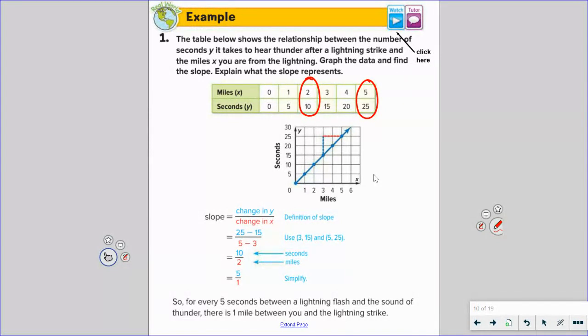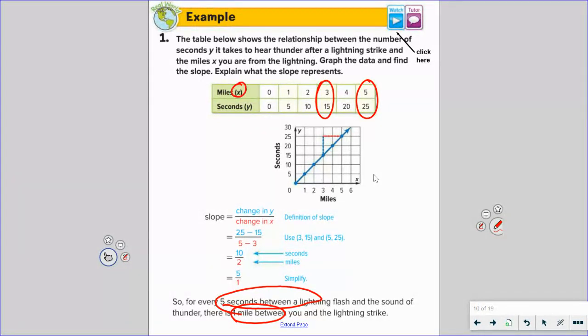So if I use the difference from 10 seconds to 15, let me use 3:15 instead. The distance from 15 to 25, naturally it goes up 10 seconds. The length from 2 miles to 3 miles to 5 miles is 2 miles. And of course, 10 to 2 does reduce down to 5. What does it mean? 5 seconds for every 1 mile. I don't know if you guys realize that or not.